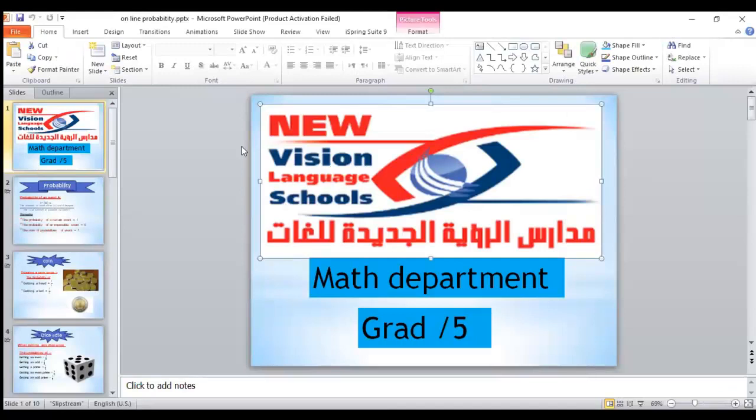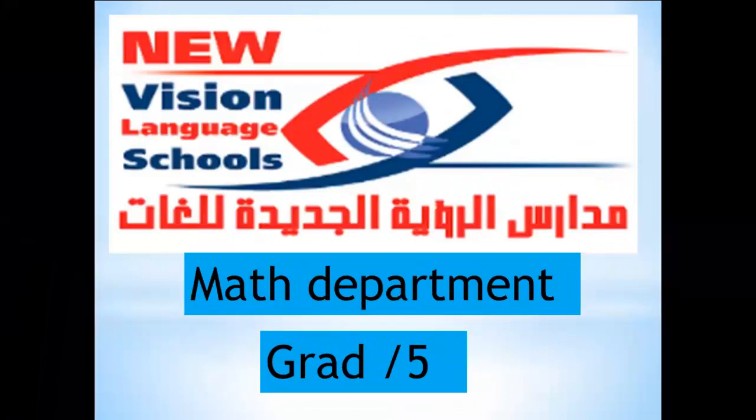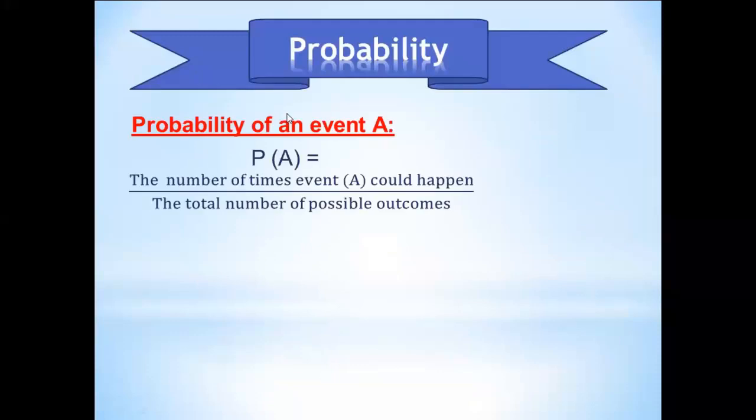We will begin a new lesson about probability. Do you remember probability? Let's remember together, okay? Probability means the number of times the event could happen over the total number of possible outcomes. If I ask you, what's the probability that the sky rains money? Is it real that it rains money?